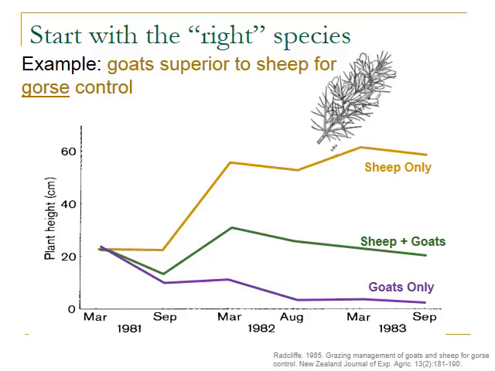Goats, however, notice how effective they were. From the time that goats started grazing in March 81 all the way through September, the height of the gorse went down, and in this study they also measured density, diameter of stems, and cover, and all of those things went down over the time of the study, but only with goats. So here's a really good example of how important getting the right species is.